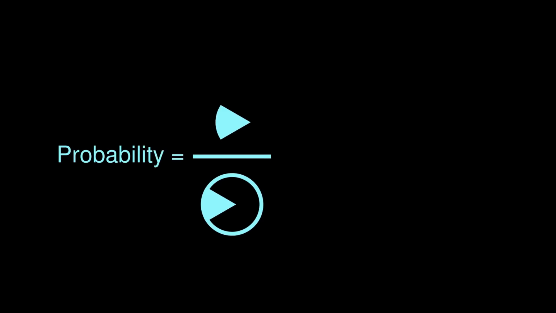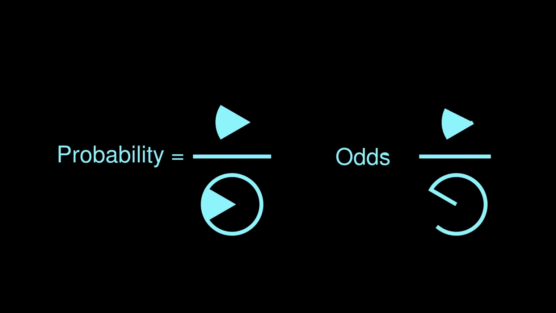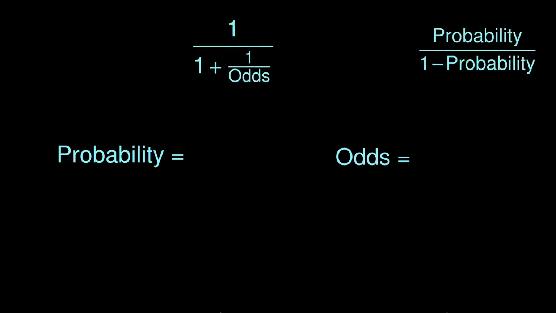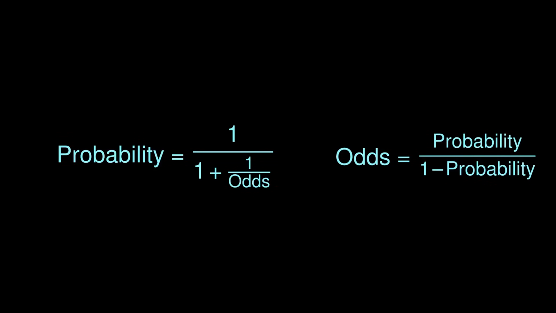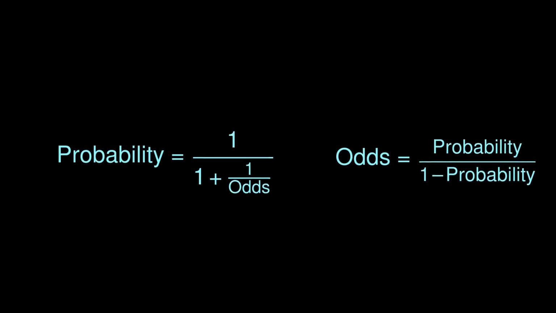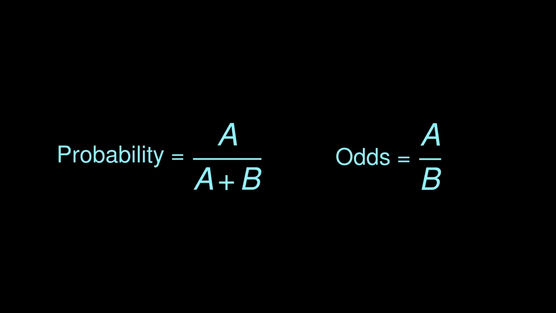Odds are simply an alternate way of representing a probability. Whereas the probability of an event is the ratio of the number of ways the event might happen to the total number of things that might happen, the odds of an event are the ratio of how many ways it might happen to how many ways it might not happen. We don't lose any information by representing a probability as odds or vice versa. We can switch back and forth between the two using these formulas. When discussing Zermelo's model, odds are just a little more convenient than probability. If two players have strengths A and B, then the probability of the first player winning is A divided by A plus B. But the odds of the first player winning are just A divided by B.